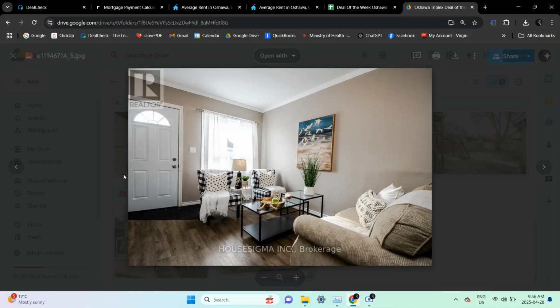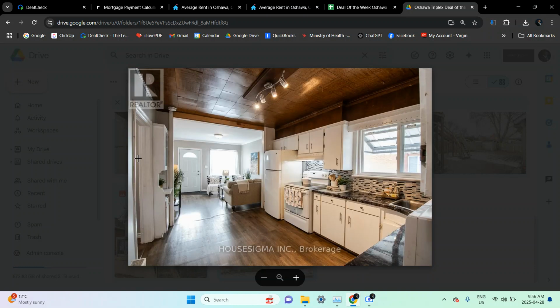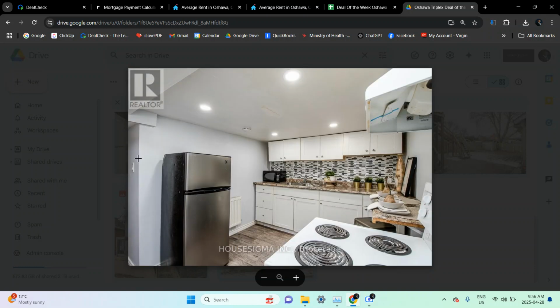So we're going to go over a three-unit investment property in Oshawa. I actually went to tour it myself, so I have an actual idea of what it looks like. I'll go through my analysis and a little bit of commentary just so you have an idea of what you're looking at. So the pictures, because I know everyone's dying to see, these are what the pictures look like.